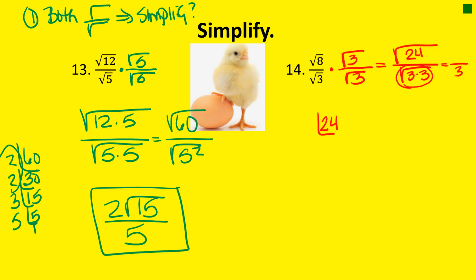Let's hedge 24. Divided by 2 is 12. Divided by 2 is 6. Divided by 2 is 3. Divided by 3 is 1. You bring out a pair of 2's. Inside 3 times 2 is 6. So your answer is 2 square roots of 6 over 3.